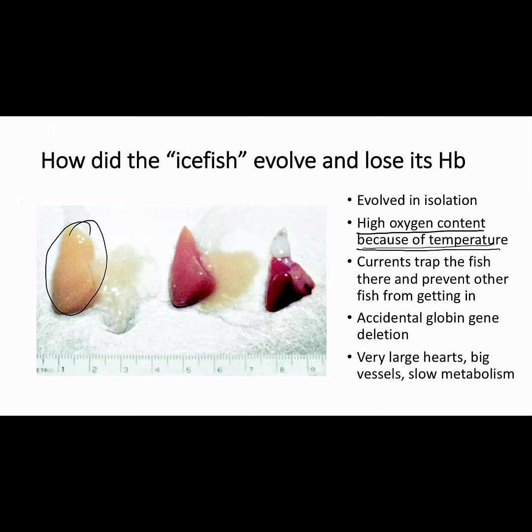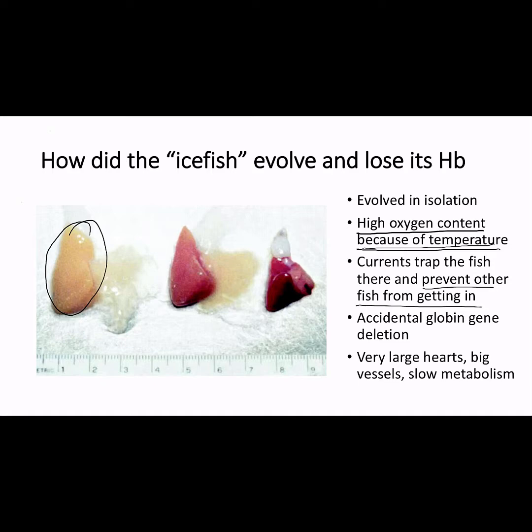So when you have a cold environment, it follows that the solubility of oxygen is going to improve. So these waters have a high oxygen content because the solubility of oxygen is improved. Also, what was found was that the currents around where these fish live, which is near South America, trap the fish there and prevent other fish from getting in. So they live in an evolutionary niche. And it probably happened that there was an accidental gene deletion which codes for the globin protein that encodes for haemoglobin.